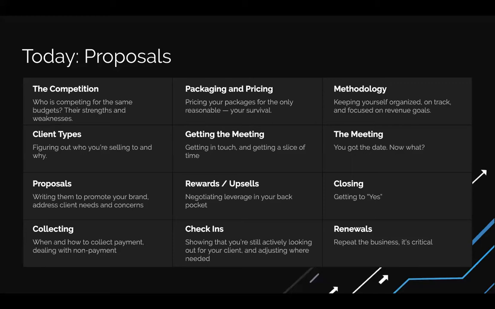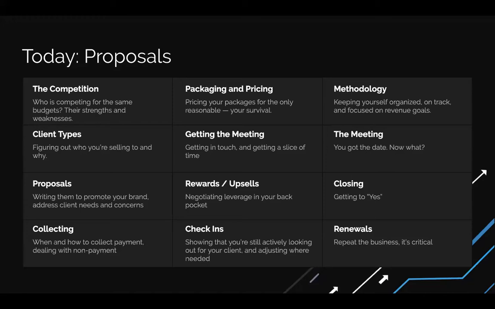Packaging and pricing: what are we putting into our different packages? What are we charging? Different things factor into that. How much we need to exist, how much we need for this to all be worth it at the end of the year. But also it's important to take a look at our competitors' pricing as well.